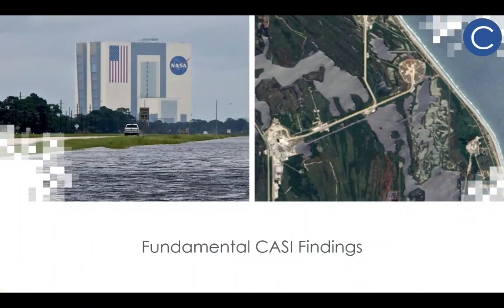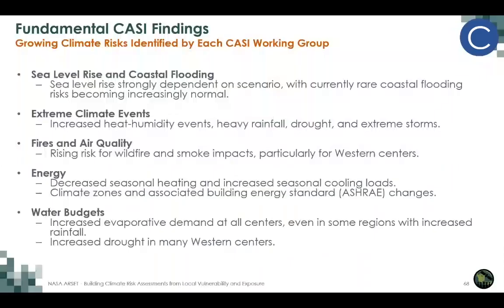Pulling together all of this information across the CASI project, we wanted to highlight a few fundamental CASI findings. There are growing climate risks identified by each of the CASI working groups. The sea level rise and coastal flooding group has shown that sea level rise is strongly dependent on the emission scenario, with currently rare coastal flooding becoming increasingly normal as the century progresses. CASI's extreme climate events group has shown that there is an increase in the heat humidity events, heavy rainfall, drought, and extreme storms across many of the NASA centers.